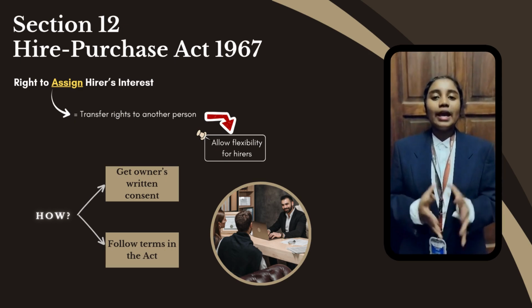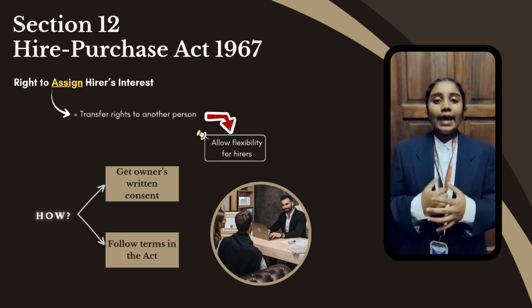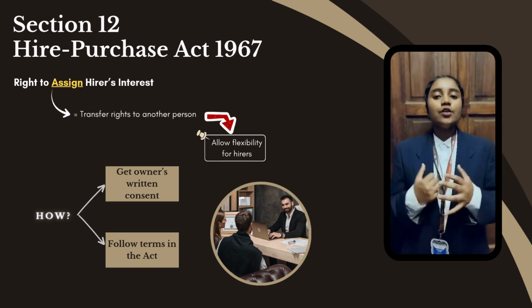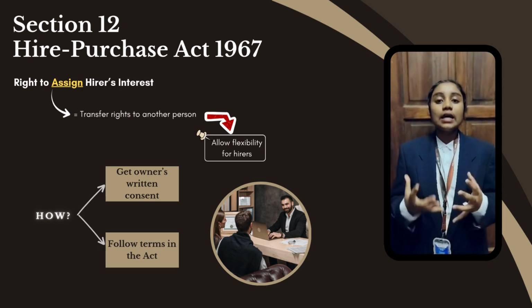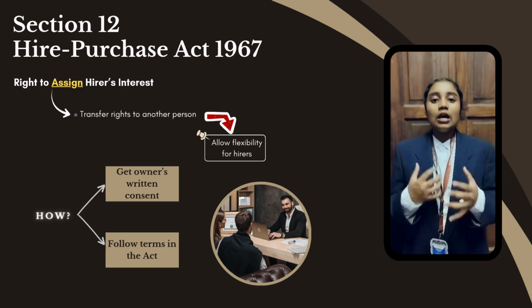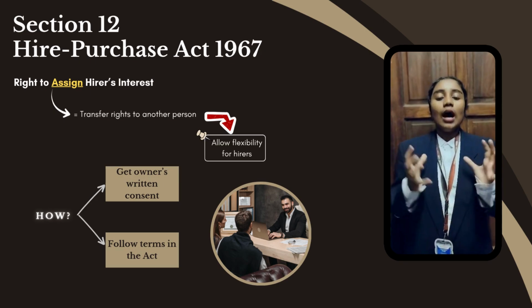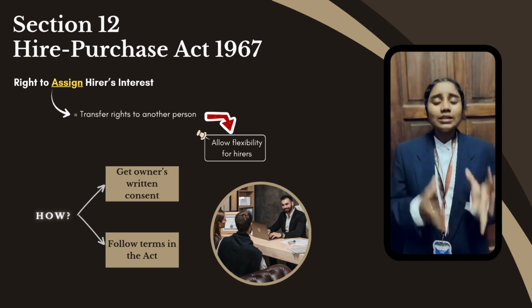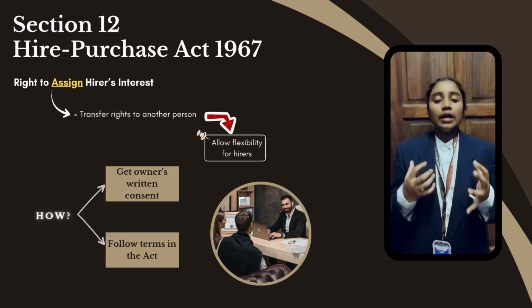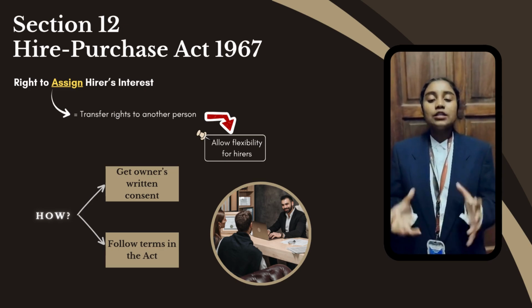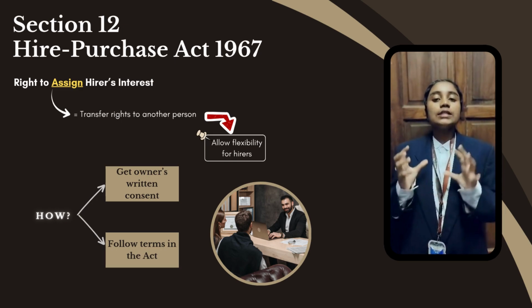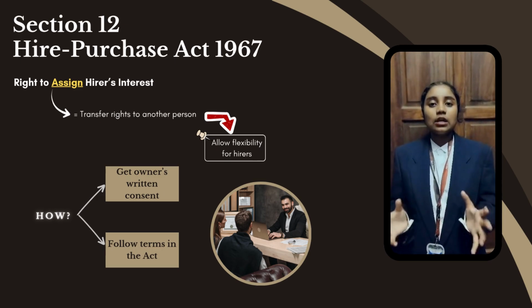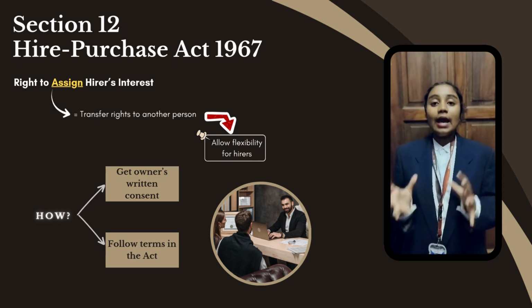Now, I'm going to explain Section 12 and Section 13 of the Statutory Rights to the Hirer. The first section I want to explain is Section 12, which is the right to assign the hirer's interest. This section gives the hirer the right to transfer their interest in a hire purchase agreement to someone else. This is called an assignment.